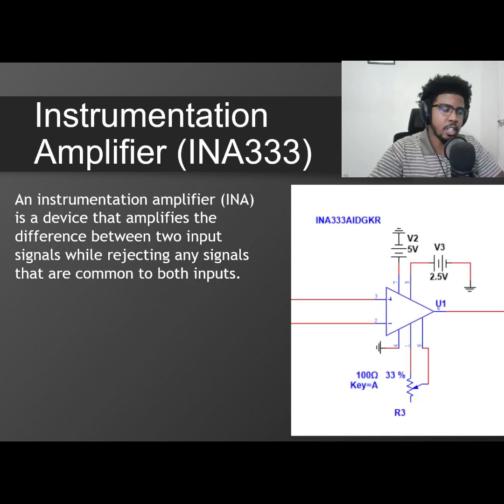So moving on to the signal conditioning aspect of this circuit, we're using the instrumentation amplifier INA333. As we know, instrumentation amplifiers are very high gain and precise devices which are well suited for this kind of circuit. They amplify the difference between 2 input signals, and they also reject any signals that are common to both inputs. The way we have it configured right here is based on the data sheet from the manufacturer. 2.5 volts is being used as a reference voltage, and the potentiometer R3 is being used to set the gain of the instrumentation amplifier.